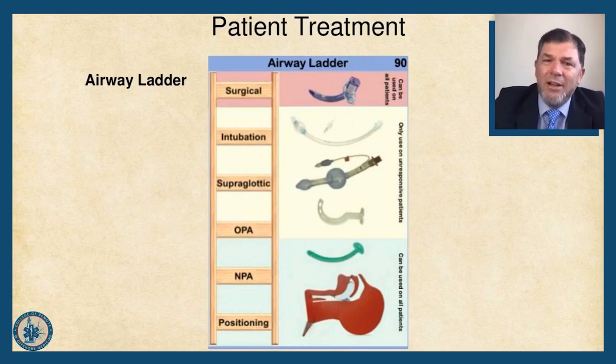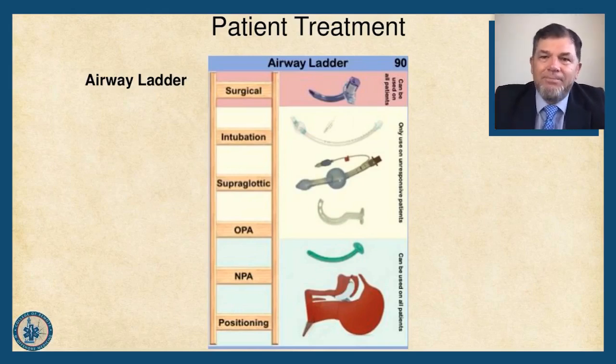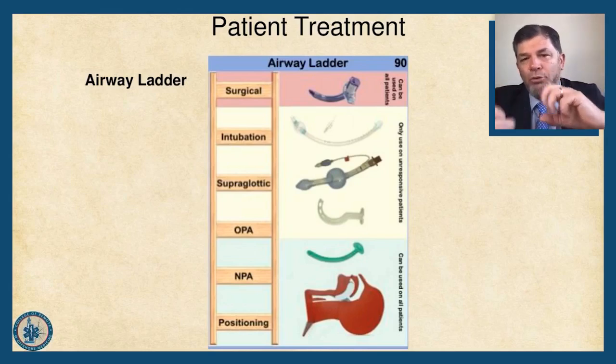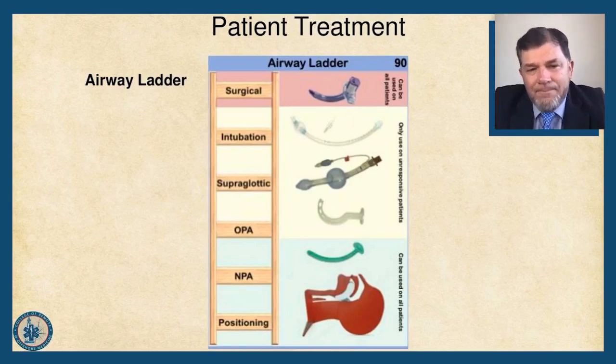And LMAs are finicky. You have to partially inflate it. You've got to know how to hold it like a pencil and go in. And so we still teach it because people are getting it. King LTs are brilliant as well. It has two balloons that seem to do pretty well with blocking the upper and lower airway. It's kind of hard to screw up the King LT.